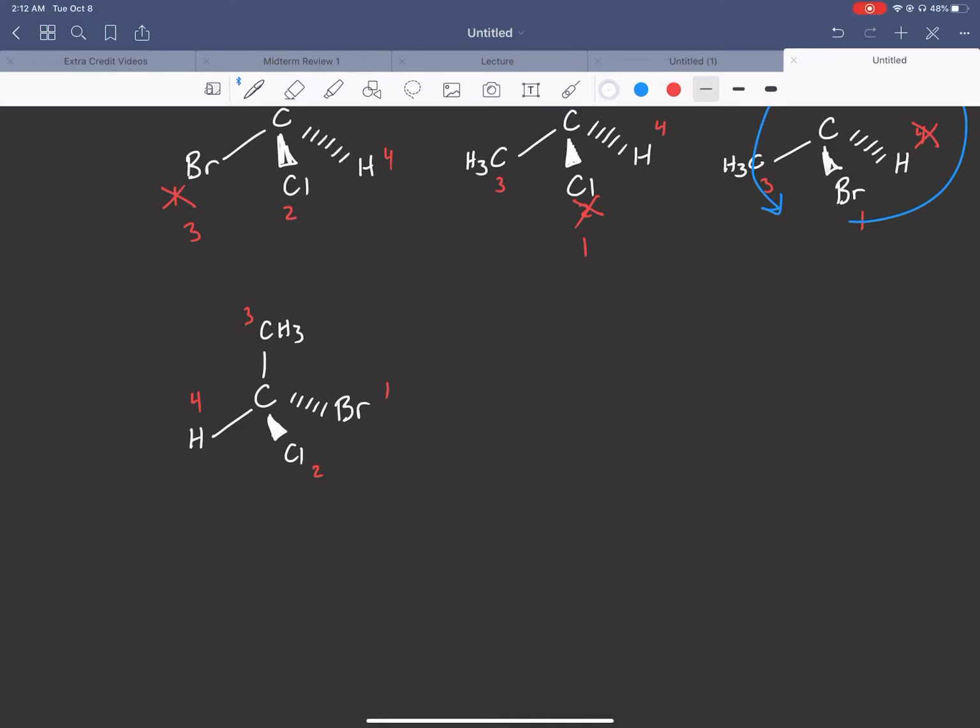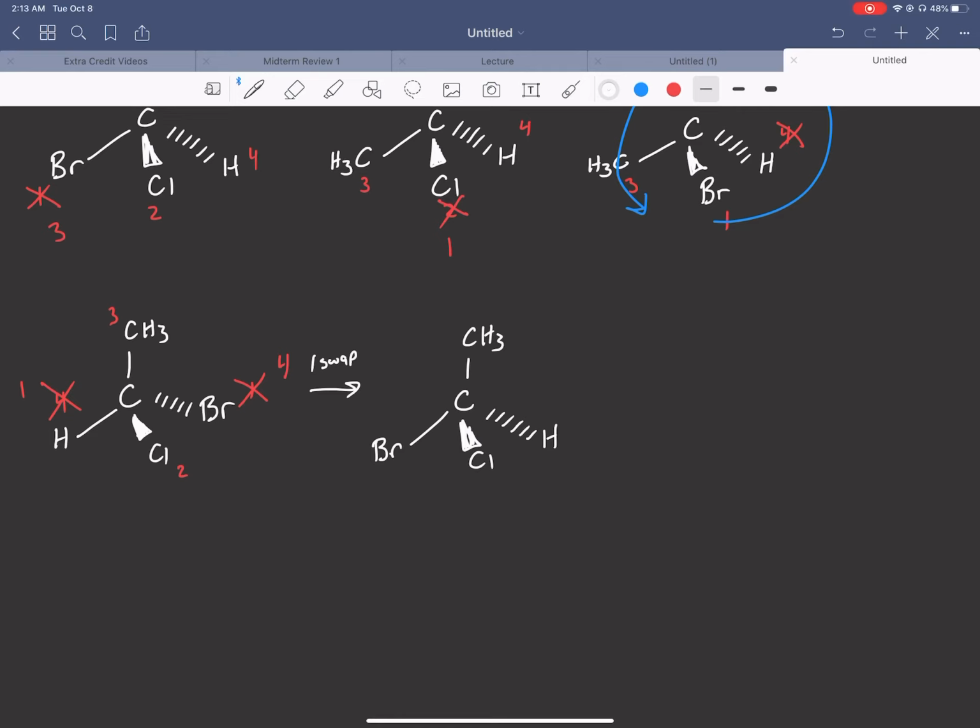The first swap always has to be to get the lowest priority group in the dashed position. So I'm going to cross out our 4 and our 1, and exchange them. So 4 will go here, and our 1 goes there. Let's redraw it after one swap. The dashed group is now the hydrogen. Our chlorine and our methyl stay the same. And this planar group is now the bromine. So that is one swap.